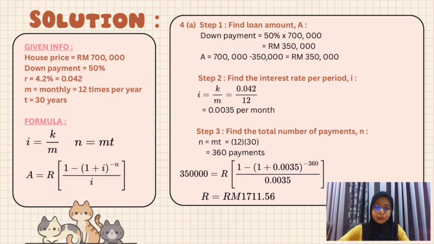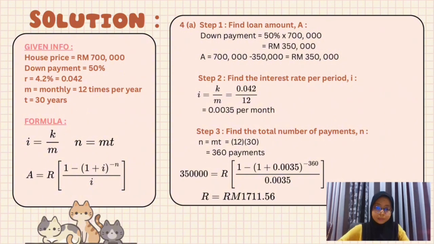The formula for I is I equals K over M. K is 0.042 and M is 12. So we will have I equals 0.0035 per month. Step 3, we find the total number of payments N. The formula for N is N equals M multiplied by T, equals 12 multiplied by 30. We will have N equals 360 payments.